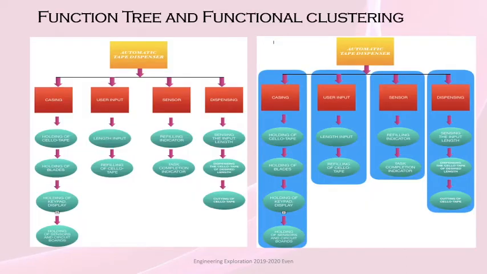Functions of the automatic tape dispenser are casing, user input, sensor, and dispensing. In casing: holding of sellotape, holding of blade, holding of keypad and display, holding of sensor and circuit boards. In user input: length input, refilling of sellotape. In sensor: refilling indicator, task completion indicator. And in dispensing: sensing the input length, dispensing the sellotape of desired length, cutting of sellotape. According to this, a function clustering is done.